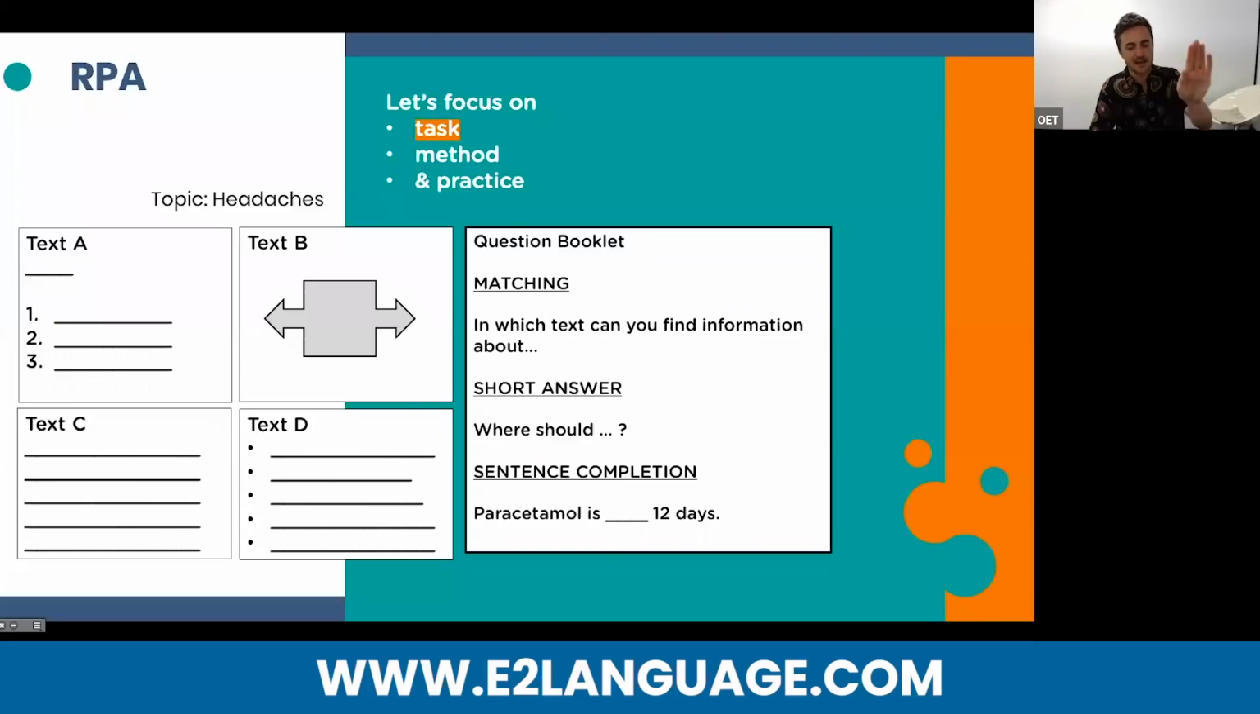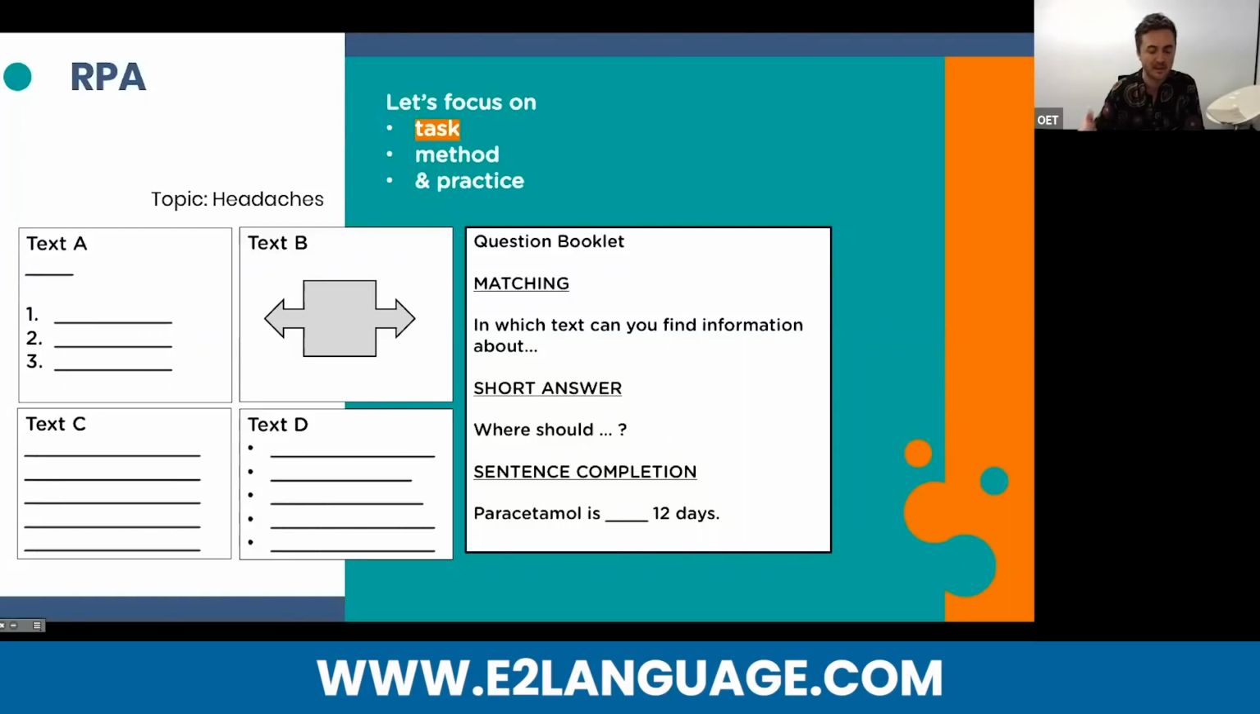So text A, for example, about headaches might be about symptoms. Text B about headaches looks like some sort of visual image, and it might be a flow chart, okay? Text C will be like a more dense paragraph of text talking about a particular patient's experience with migraines or something. And text D will be dot points. So they're quite different types of texts. Okay, they're not just paragraphs. They're different. One of them will always be a visual image.